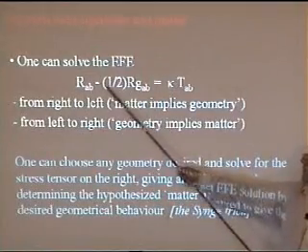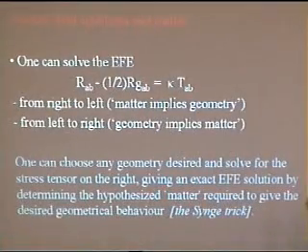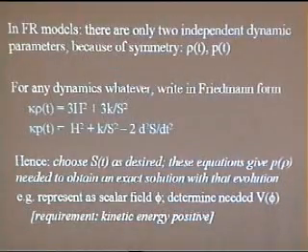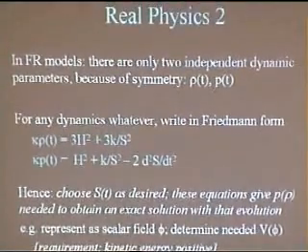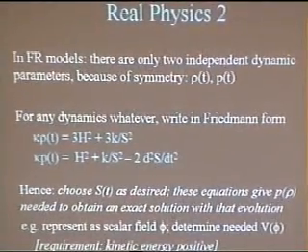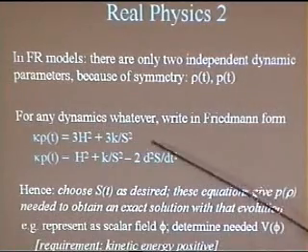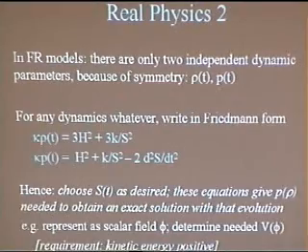Choose any behavior you like for the universe, run the field equations this way, you get a prescription for matter, you say that's the way matter is, and you've solved the field equations exactly. That's called the Singh trick. For instance, in the Robertson-Walker models, there are only two independent dynamic parameters because of symmetry, the energy density and the pressure. From any dynamics, whatever, write the Friedmann equation in this form.